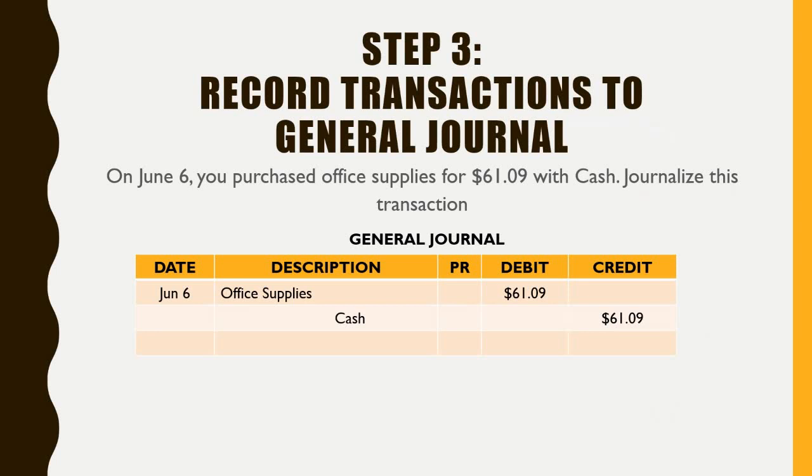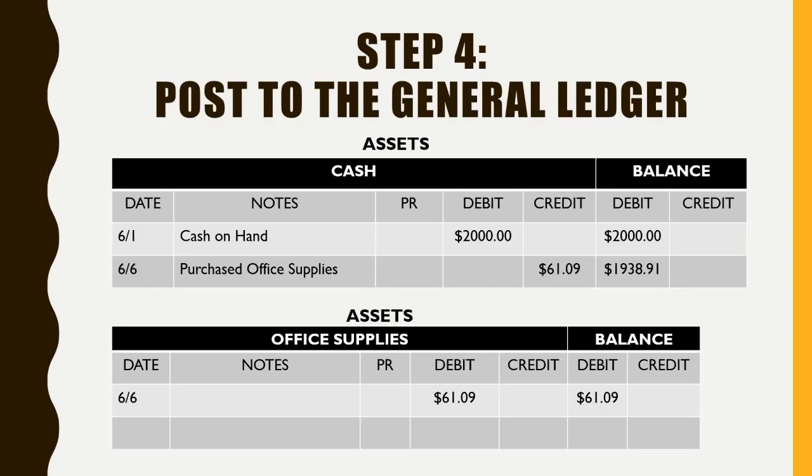So here we have the scenario that on June 6th we purchased office supplies with cash costing a total of $61.09. Okay, so here we are. We posted the journal and there it is. Now step number 4 is entering the information in your general ledger.